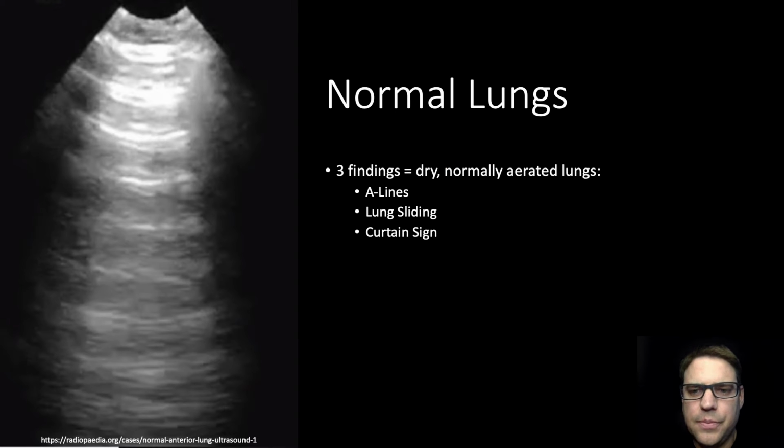In lung POCUS, there are 3 primary findings that indicate a dry, normally aerated set of lungs, which include A-lines, lung sliding, and curtain sign. If all 3 of these findings are present bilaterally in a dyspneic patient, then the differential diagnosis will be similar to those who have a clear chest X-ray, and will include things such as asthma, COPD, pulmonary embolus, an acid-base disorder, neurological disorders, neuromuscular disorders, or reduced oxygen carrying capacity disorders.